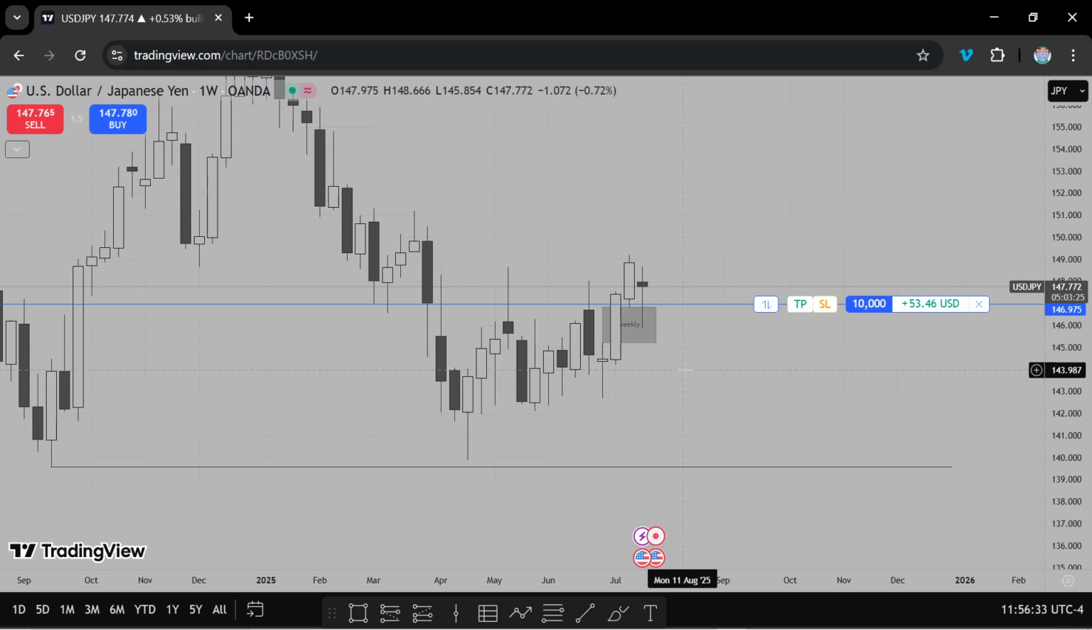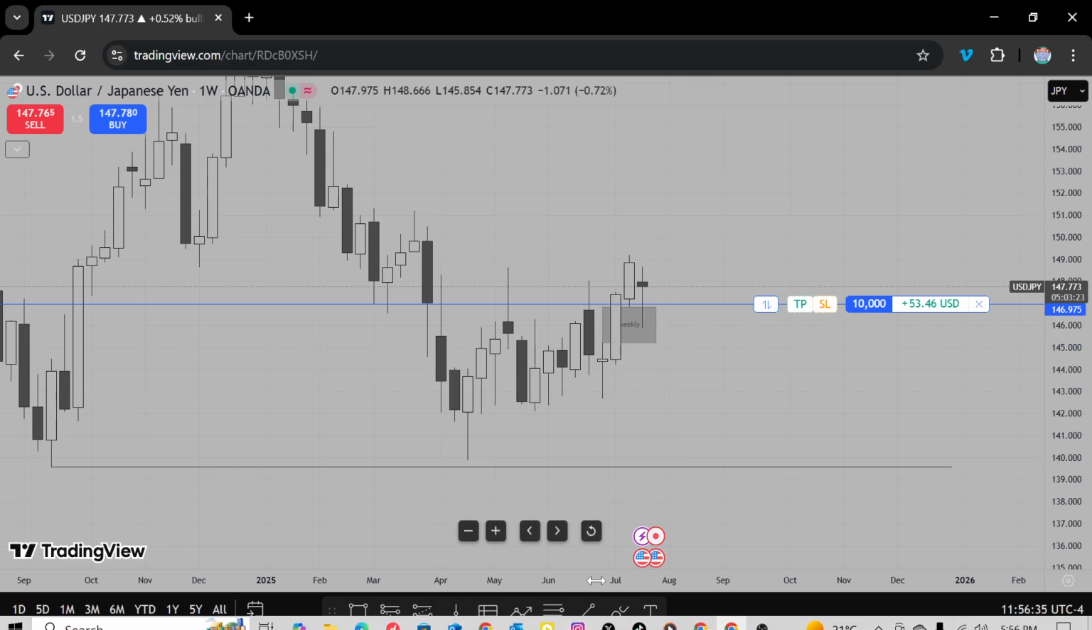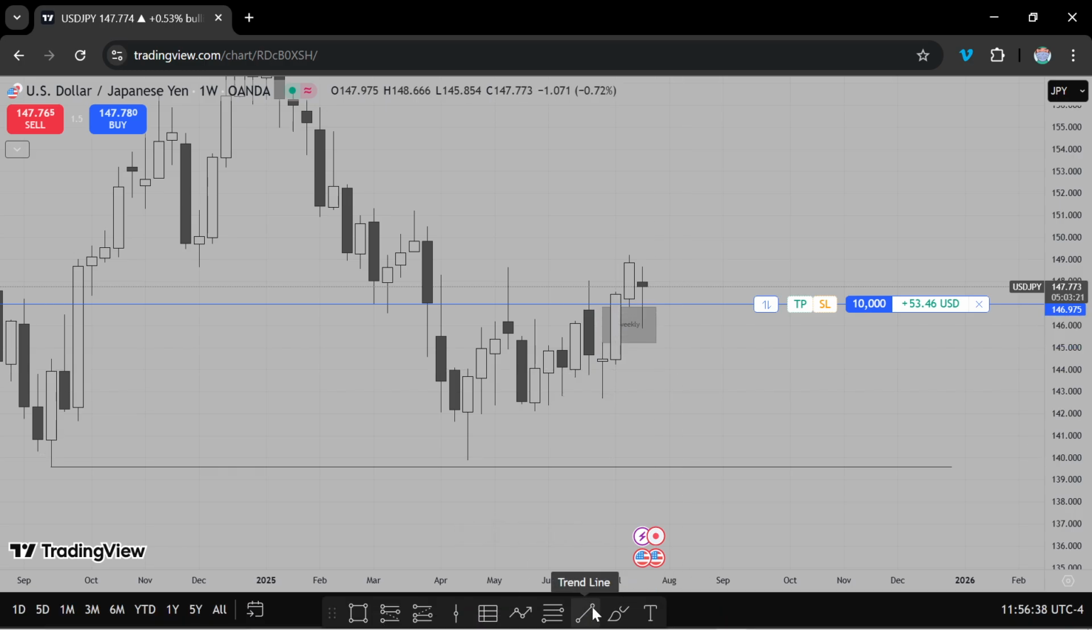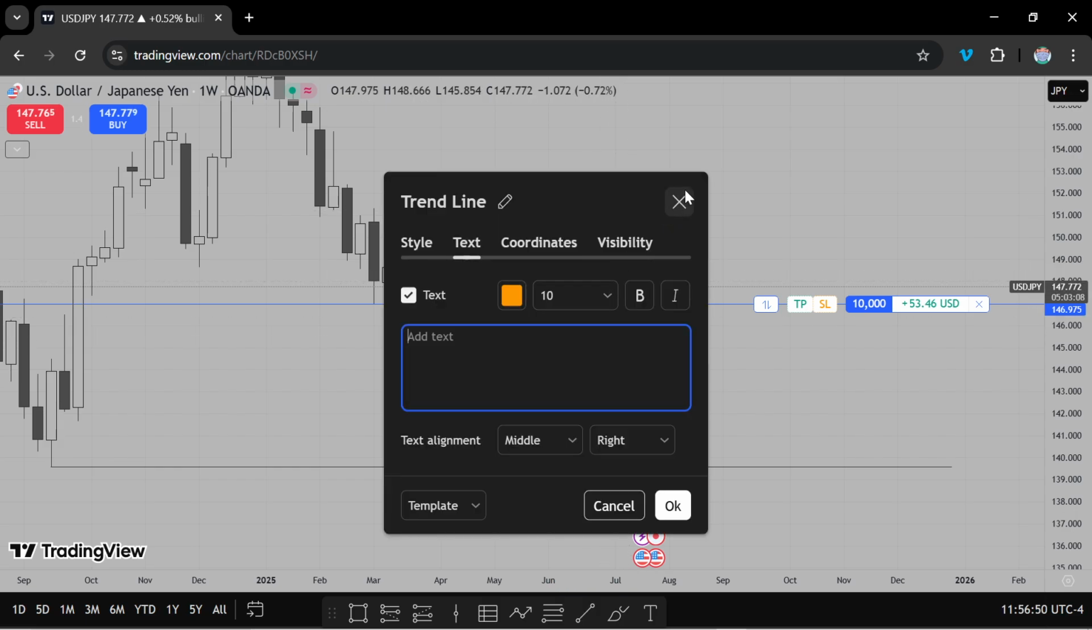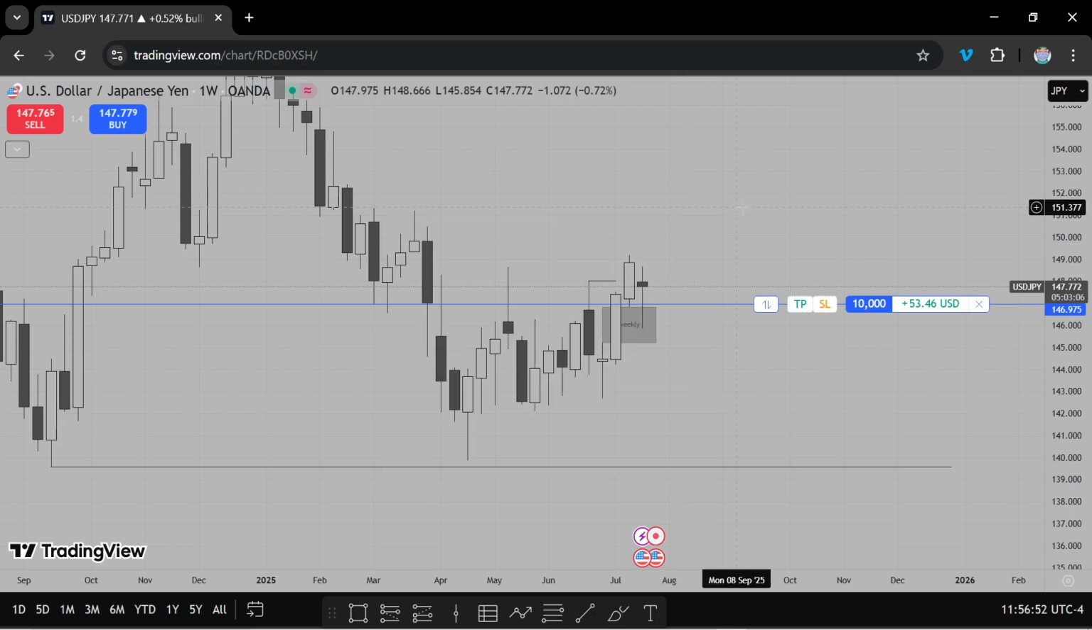It's a lovely weekly fair value gap right there. And the other thing that we can appreciate is that we did close above this high right here. We did break structure right here, and we did close above that high right there.